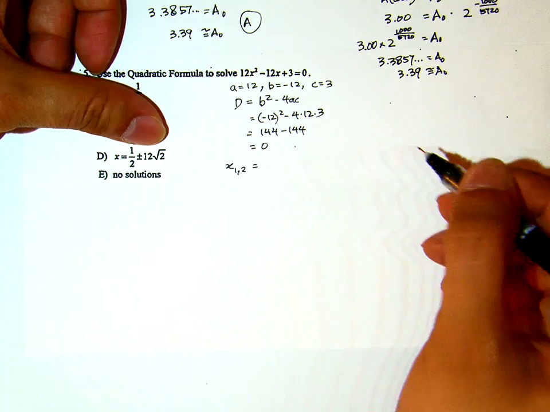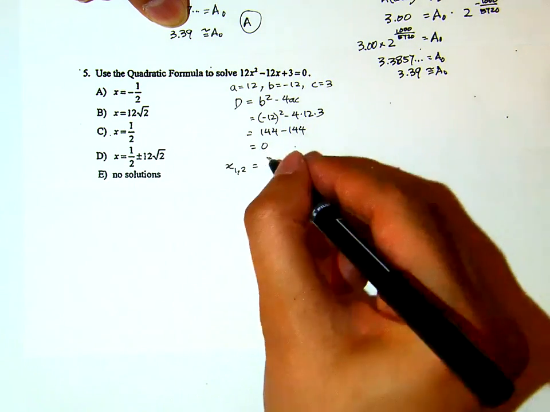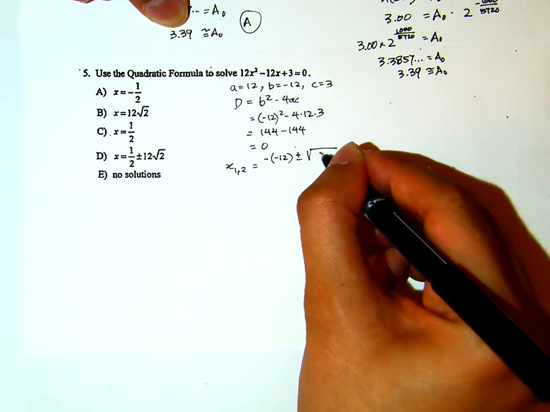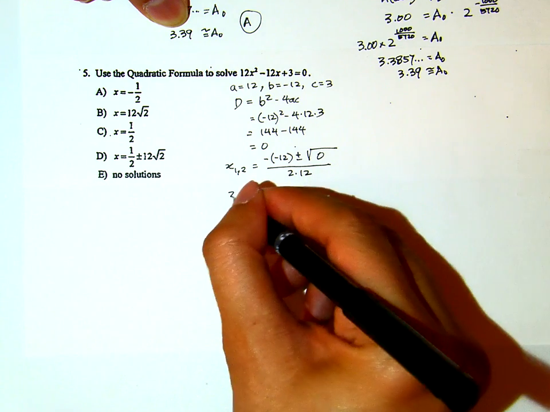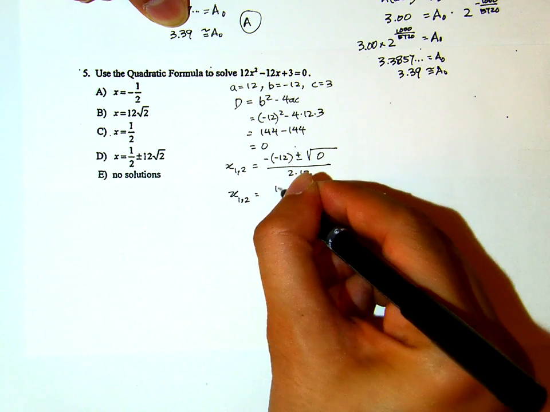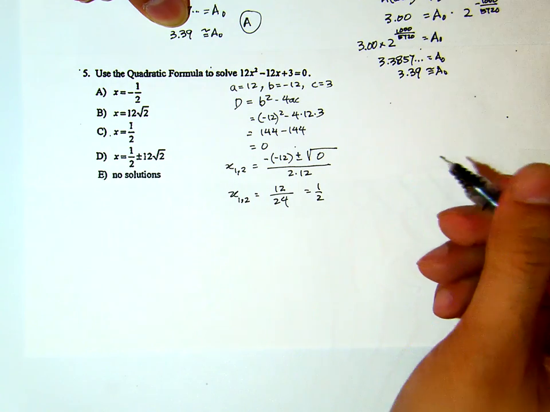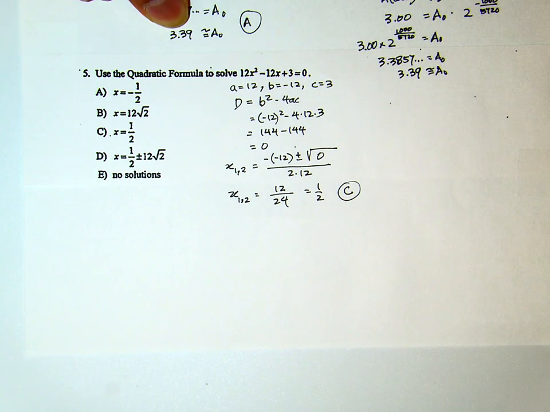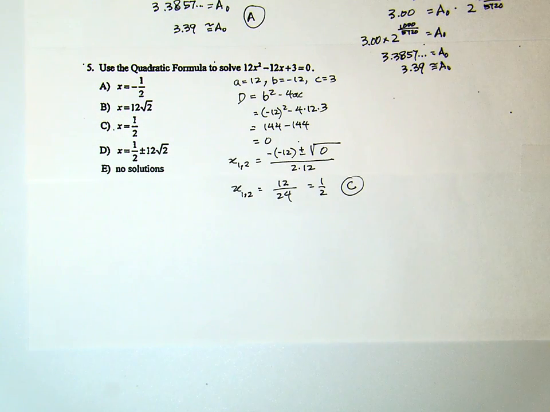Okay. Now let's proceed. X1,2. This is the standard way of doing it: compute the discriminant first and then apply the numbers. It's negative b plus or minus the square root of the discriminant, over 2 times a. 12 plus or minus 0, which is 12 over 24. That's a half. Okay, this way I see the answer is C. Now that's the quadratic formula method.